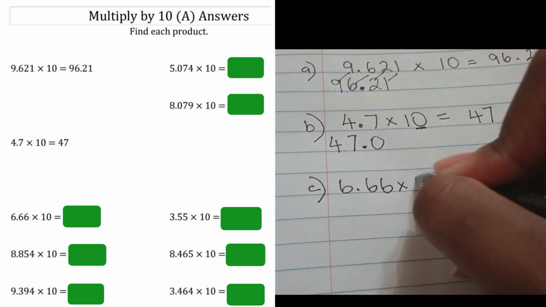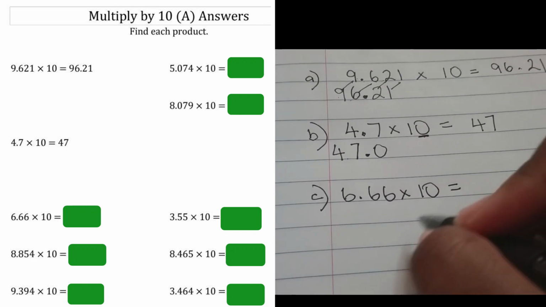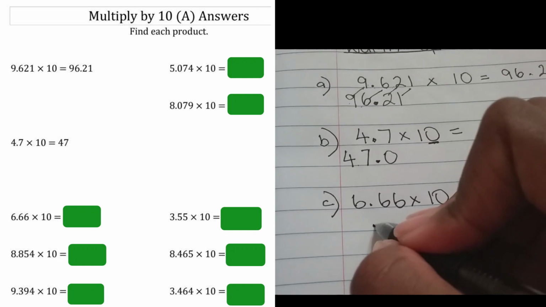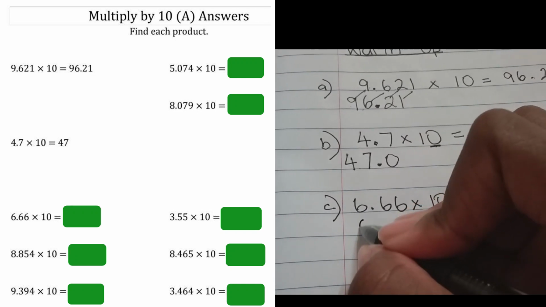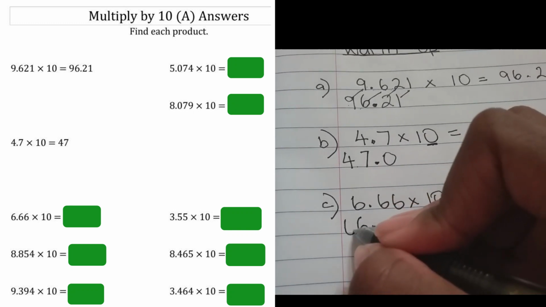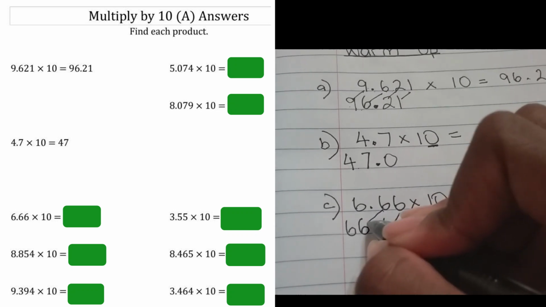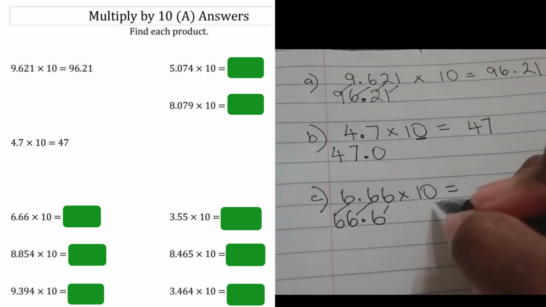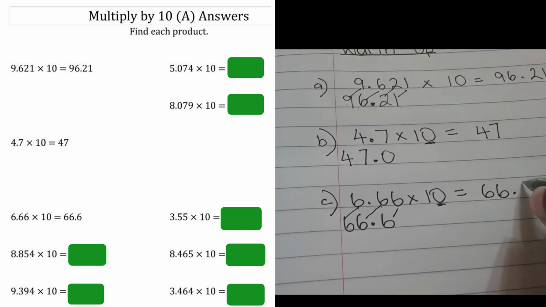6.66 times 10. All right, still multiplying by 10, so everything is shifting one place. This 6 was behind it, so now it goes in front. And my numbers stay in the same order. So I put a 6 in front and a 6 behind. So everything has now shifted one place for the 1 0 that we have. Our answer, 66.6.